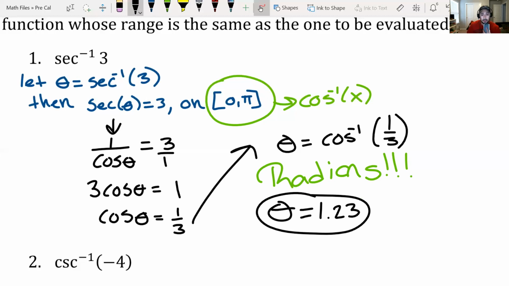Okay, perfect. So before moving on to the next one, what you should notice now is that we've actually created a formula to take any secant values and change them into cosine values. And what would that formula look like?